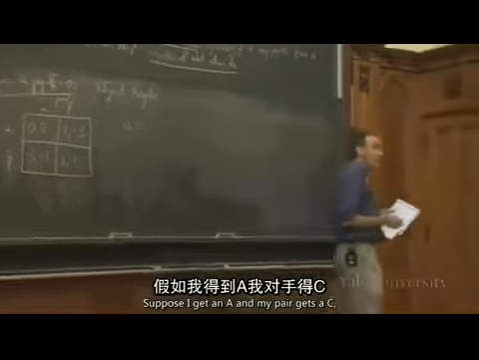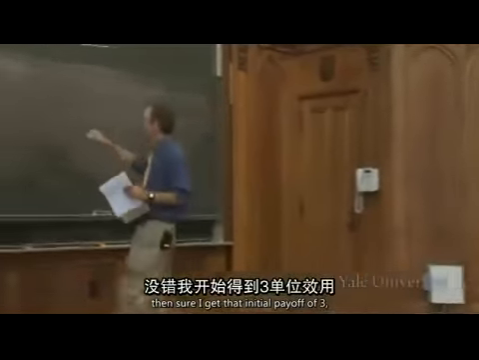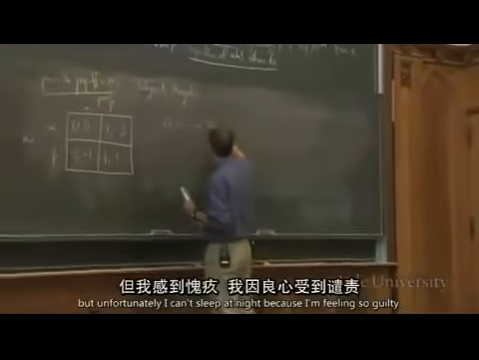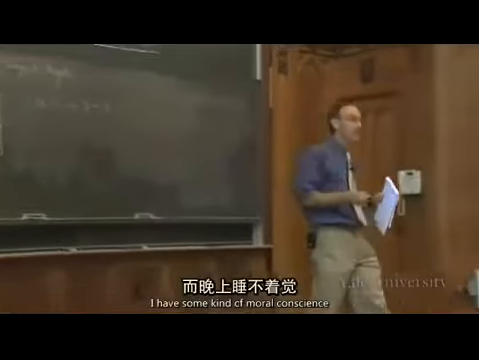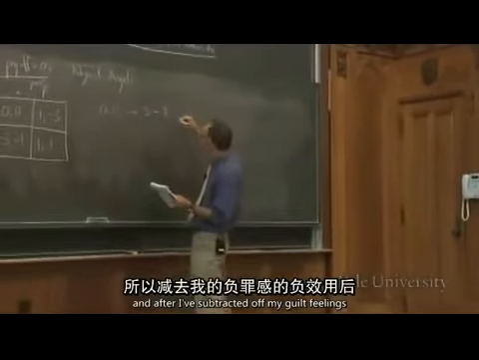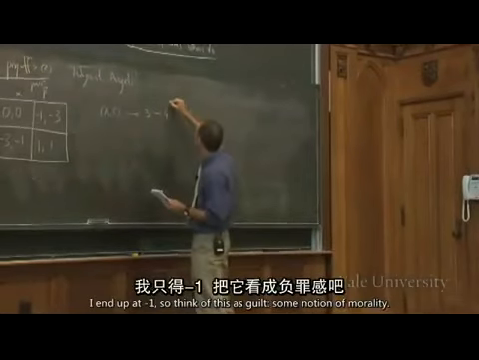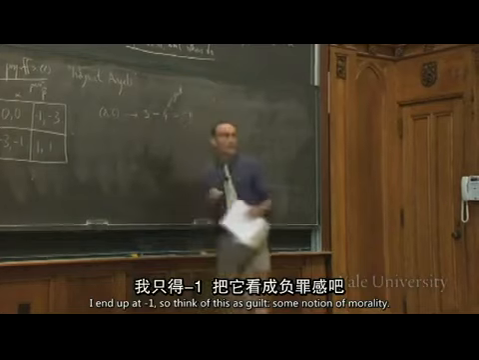Suppose I get an A and my pair gets a C, then, sure, I get that initial payoff of 3, but unfortunately, I can't sleep at night because I'm feeling so guilty. Right? I have some kind of moral conscience, and after I've subtracted off my guilt feelings, I end up at -1. So think of this as guilt, some notion of morality.